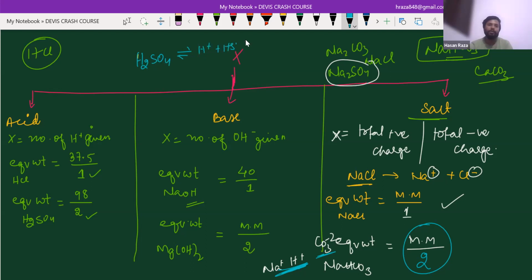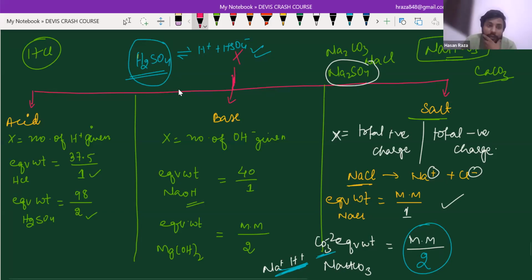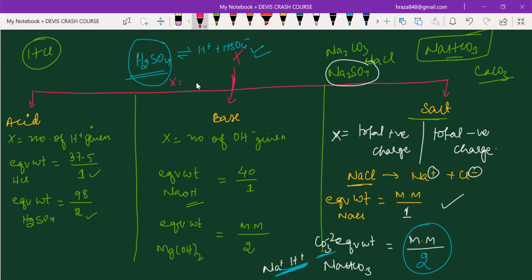If I'm going to ask you a question from this reaction, calculate the value of X, n-factor or valency factor of H2SO4. What will be the value of X? Can you tell me? Well, 2H plus it will give. So X is equal to 2 for this reaction.